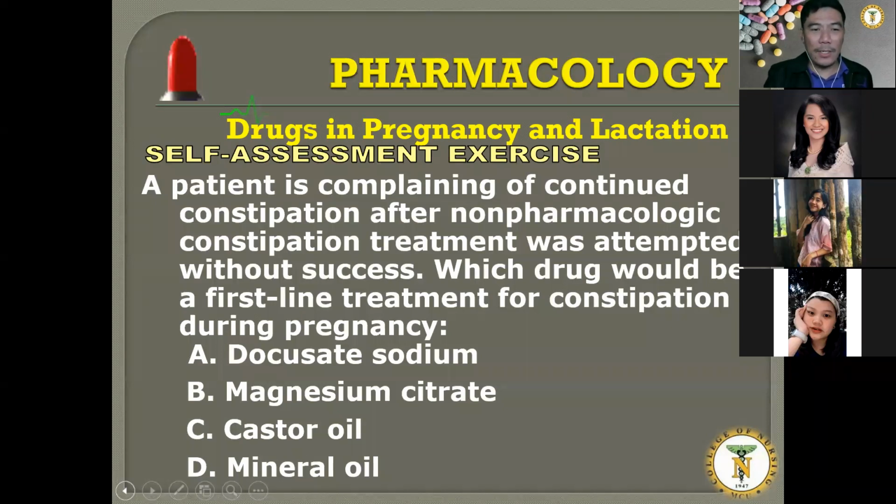So let's see if the answer is correct. Actually, docusate sodium is correct. This has not been mentioned in our discussion, but the first line of treatment for constipation during pregnancy is docusate sodium. Why not magnesium citrate? Because di ba remember, yung magnesium could be triggering when we mentioned about the antacid. Second, yung castor oil at mineral oil, ang problem diyan kasi pag binigay mo yung castor oil at mineral oil, magi-induce yan ng intestinal motility.